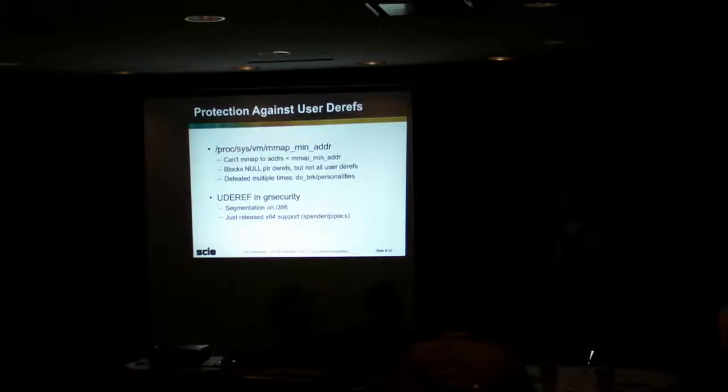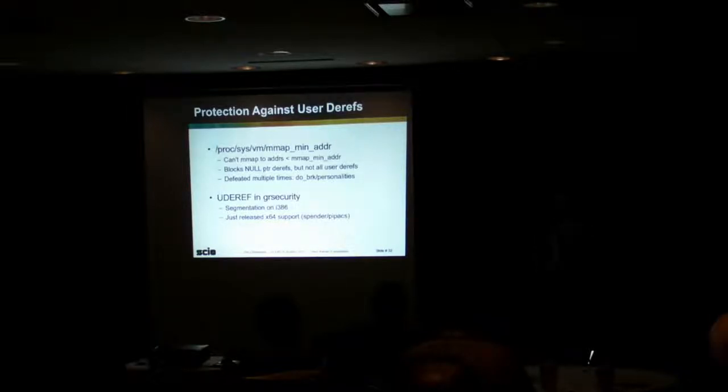Now this blocks, of course, all the null pointer dereferences, but not all user dereferences, and in fact has been defeated multiple times by Tavis and Julien via a couple different mechanisms, which were able to bypass this protection, since there are several code paths which allow you to map pages from user space that don't necessarily go through the same code paths that are protected by this mmap_min_addr.